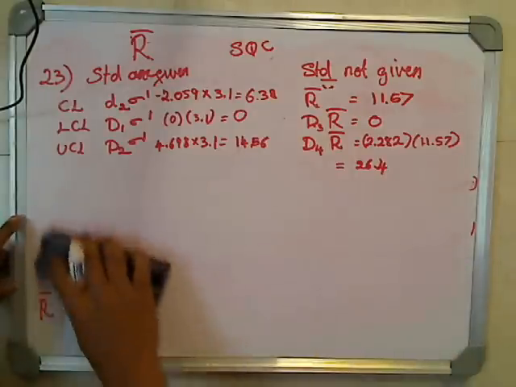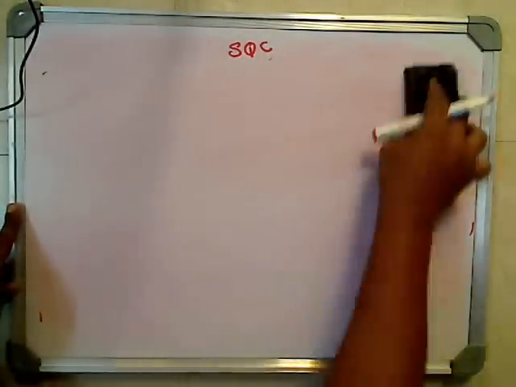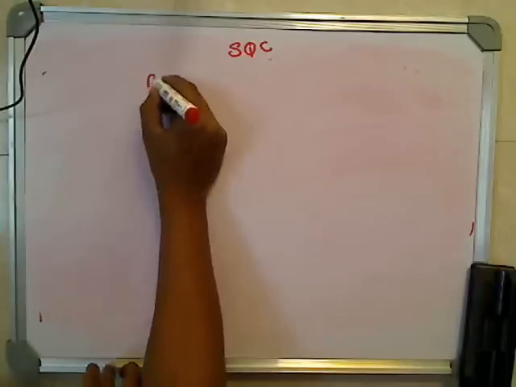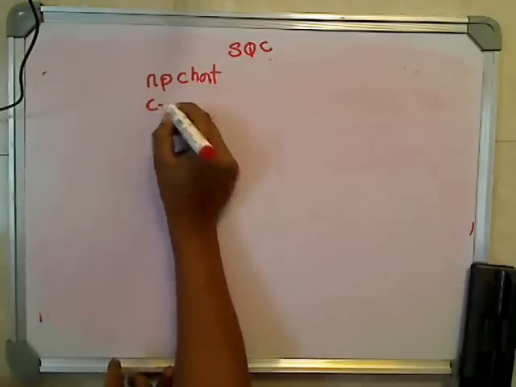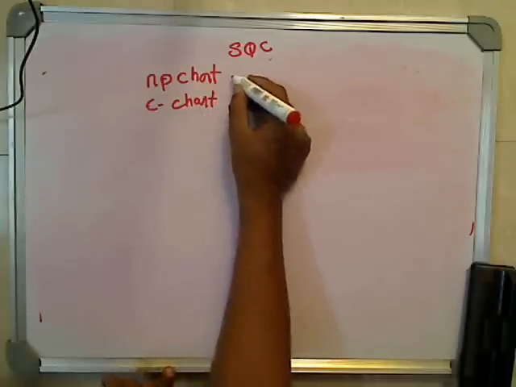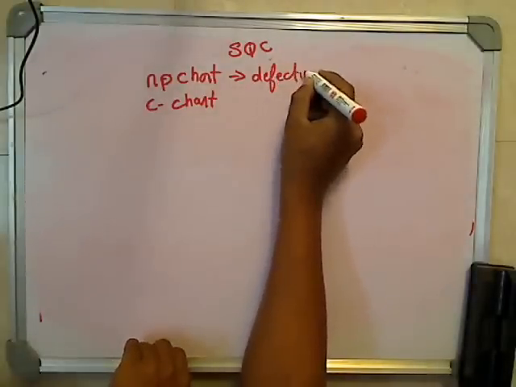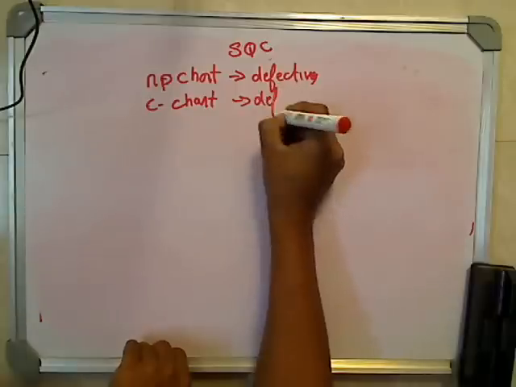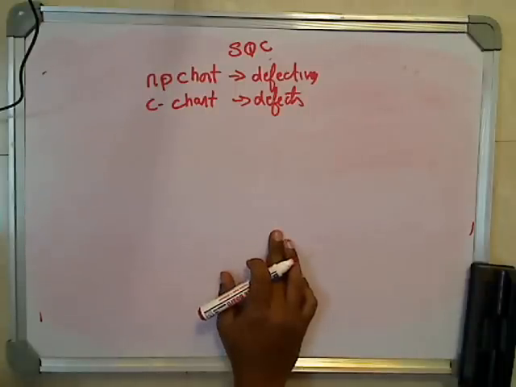So let me go about explaining them. And now let's look at the NP chart and the C chart. This, remember, talks about the number of defectives. This talks about defects. Okay, now the formula for this is fairly easy to remember. And in this case as well, you have both cases where standards are given and cases where the standards are not given.